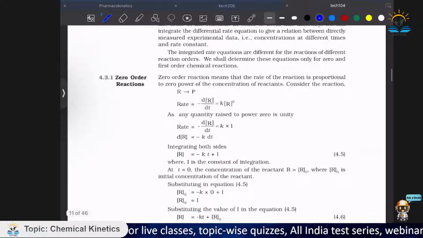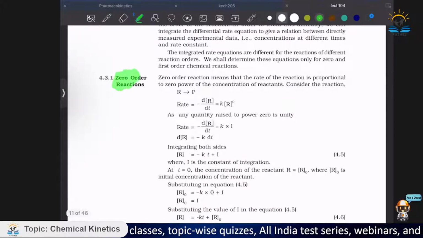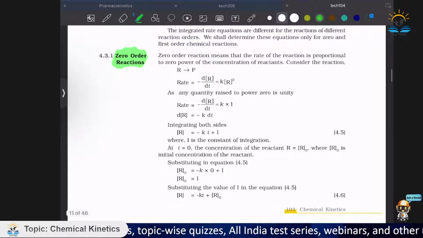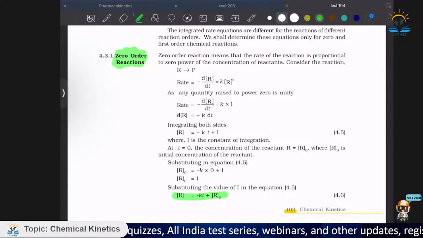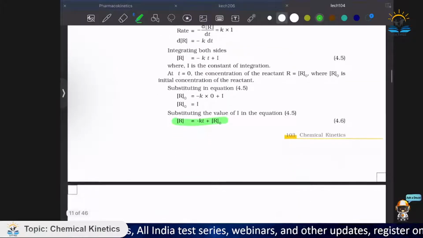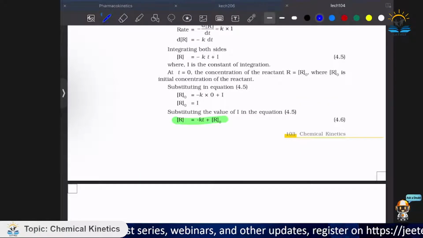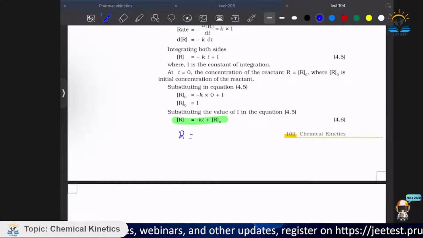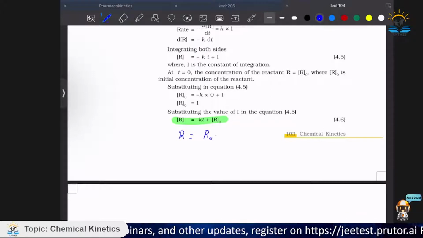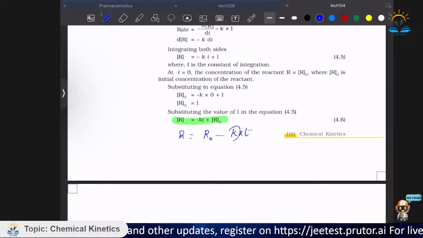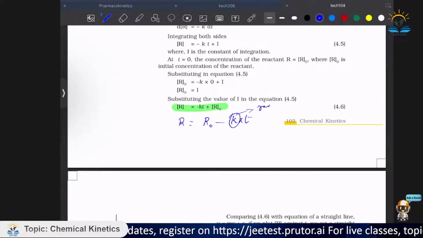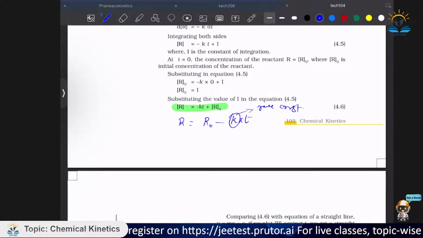Integrated rate equations. No need to remember how they are achieved. Just remember the equation. For a zero order reaction, this is basically the equation of concentration of reactant. So the reactant concentration at any time is given by initial concentration minus k into t. k is your rate constant.